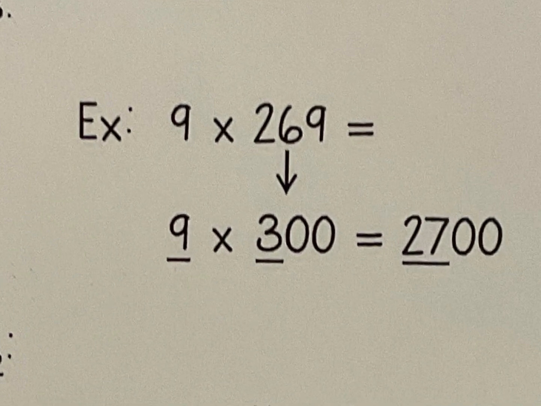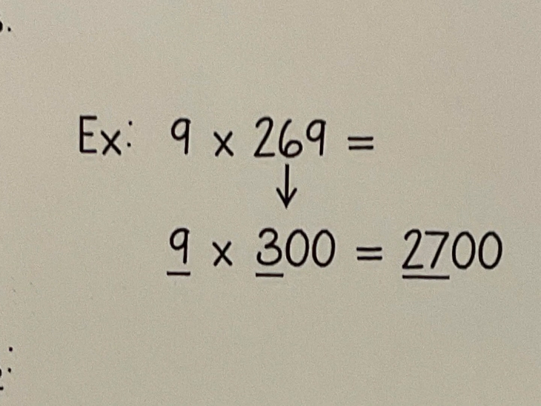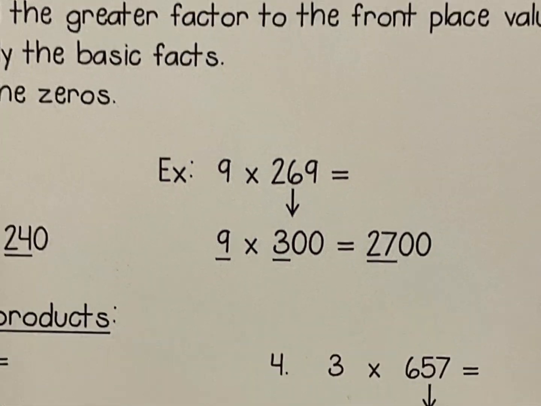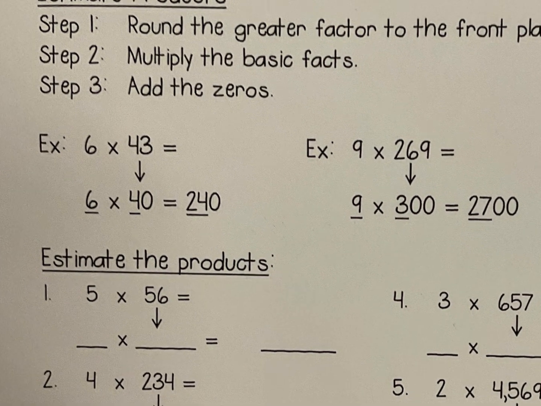Let's go over here and look at this one. 9 times 269. We take 269, and this one we round up to 300. The 6 makes the 2 become a 3. Everything after that becomes zeros. So then we do 9 times 300. Take your basic fact. 9 times 3 is 27. Add 2 zeros. All right, so let's go do some of our own.